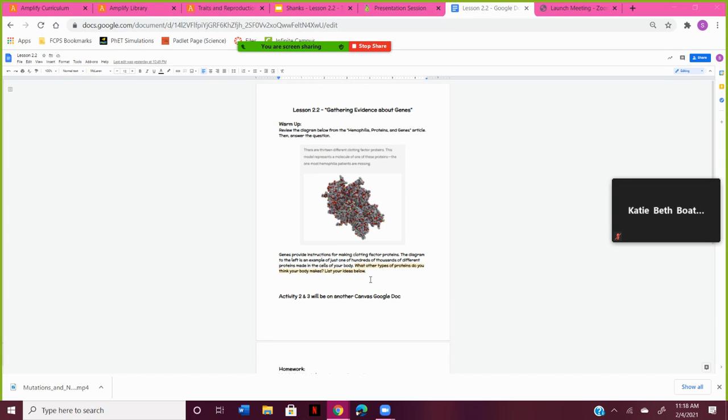So this little paragraph down here says genes provide instructions for making the clotting factor proteins. That's what you guys read in your reading. The diagram to the left is an example of just one of hundreds of thousands of different proteins made in the cells of your body. So you guys have hundreds of thousands of these in your body.